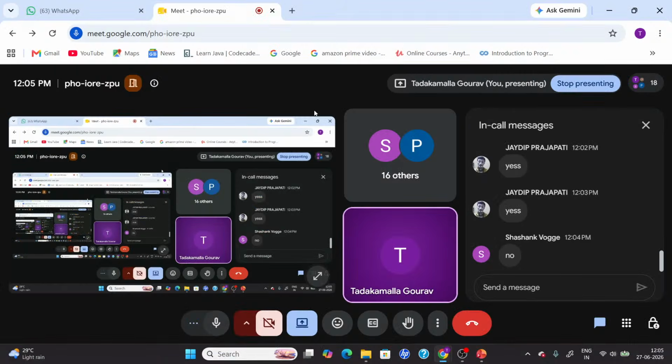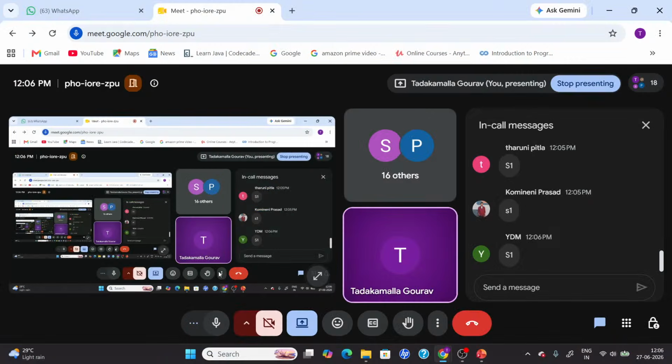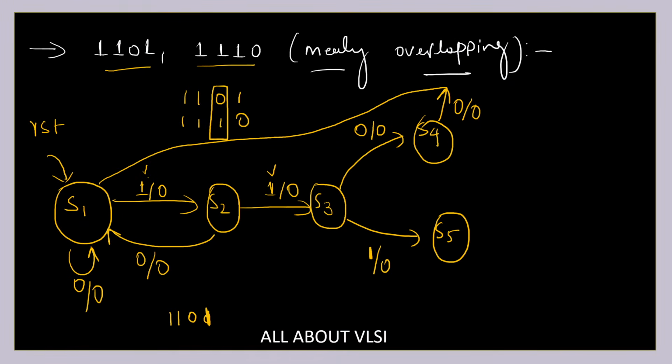Hello, am I audible? S1, exactly. You're going to S1 because no sequence is getting formed. Okay. Now, instead of 0, if you got 1, what should be my next state? And it's overlapped. Instead of 0, if I got 1, what should be my next state? And it's an overlap.